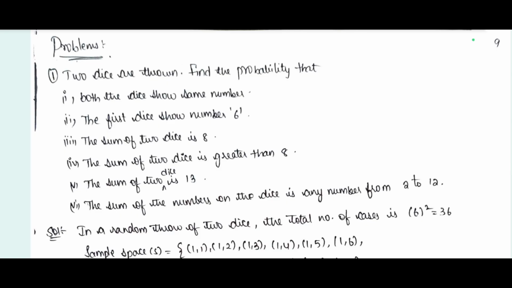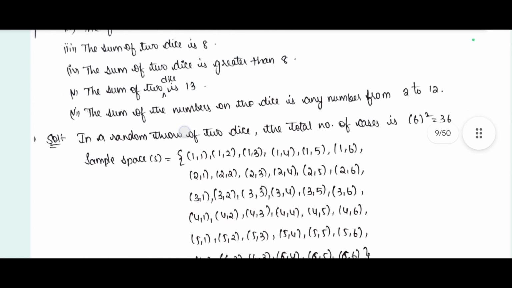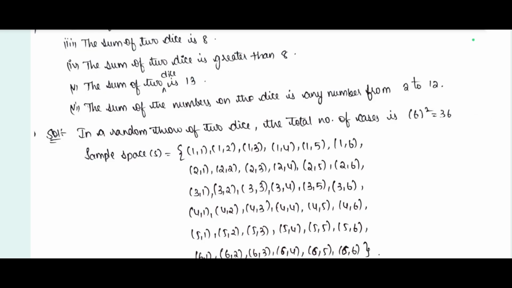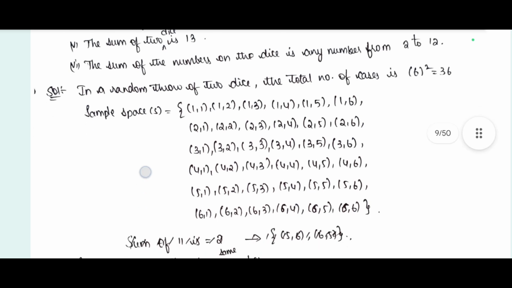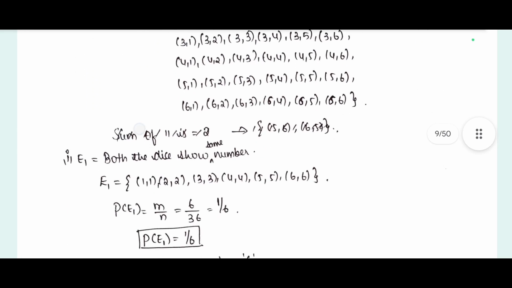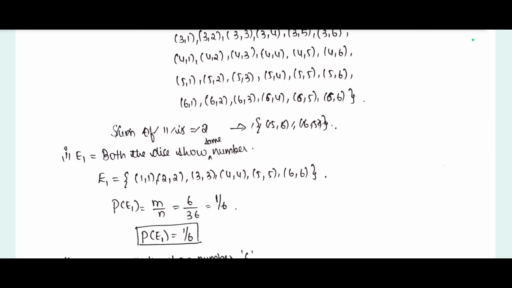Yes. Here you can see the solutions of the first one. In a random throw of two dice, the total number of possible outcomes are the cases, that is 6 squared, that is 36. Sample space you can see over here. In the first question, what they asked: let the event be that both dice show the same number.